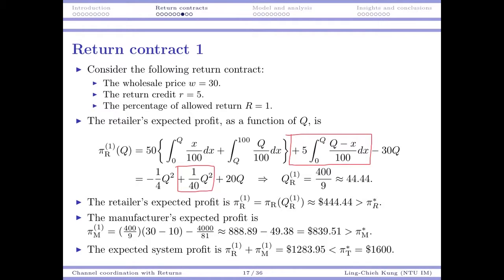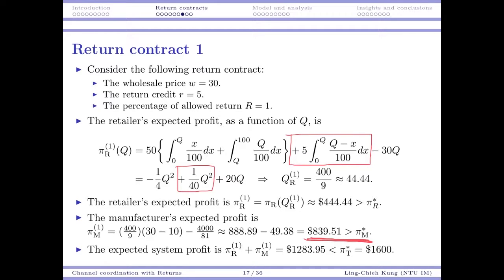But what's interesting is that the manufacturer also earns more money. Basically, the manufacturer is just being more generous to the retailer, right? Because now the manufacturer is willing to buy some unsold products back at this price, $5. So the manufacturer becomes more generous to the retailer. And what's interesting is that the manufacturer can also earn more money when the manufacturer becomes more generous to the retailer.